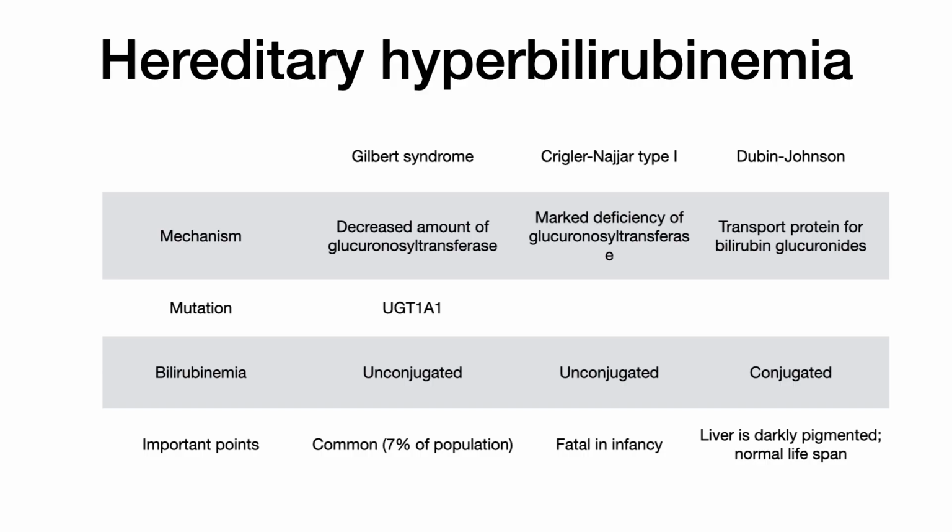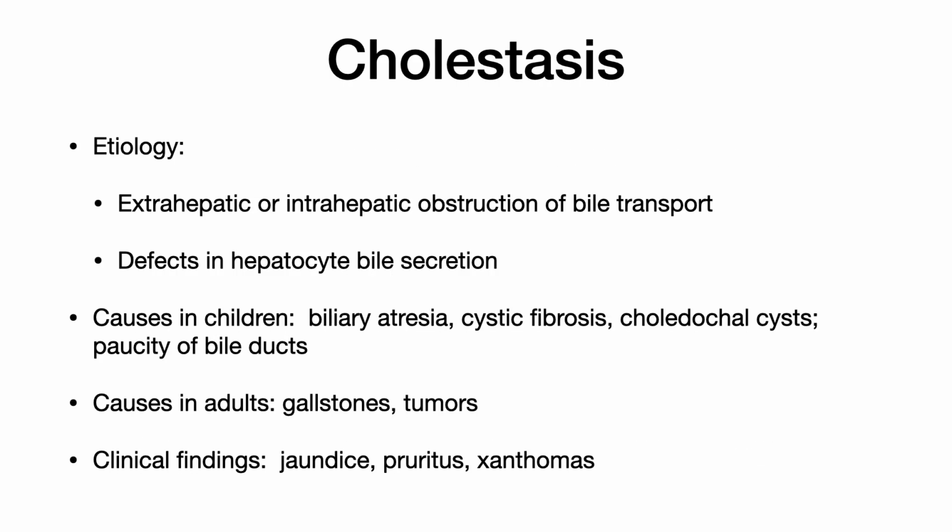Crigler-Najjar type 1 is the same enzyme deficiency, but it's a marked deficiency. So once again, they'll produce unconjugated bilirubin, and it's usually fatal in infancy. And then Dubin-Johnson is where the transport protein for the bilirubin glucuronides is not working correctly, and so it can't get rid of the conjugated bilirubin once it's made. And it says other than the liver being really darkly pigmented, they really have a normal lifespan, and it's otherwise a relatively insignificant disease process.